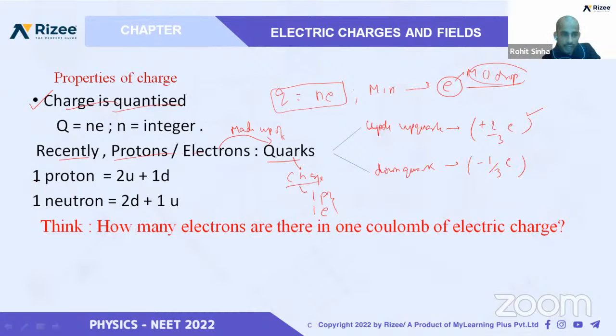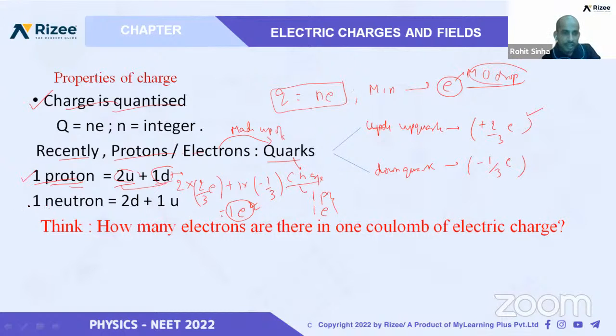Now it was discovered that to make one proton, two up quarks and one down quark add up together. We can check this also. 2 up quarks: 2 into 2/3 gives 2/3 plus 2/3 E, and plus 1 down quark, 1 into 1/3. If we add them together, we get 1 E. That means we are getting one electronic charge in positive nature, which is the charge of a proton. So we say that one proton is made up of 2 up quarks and 1 down quark.